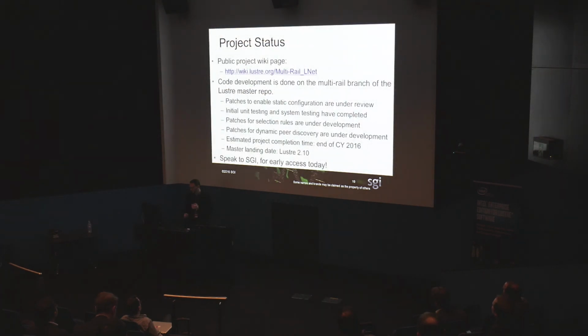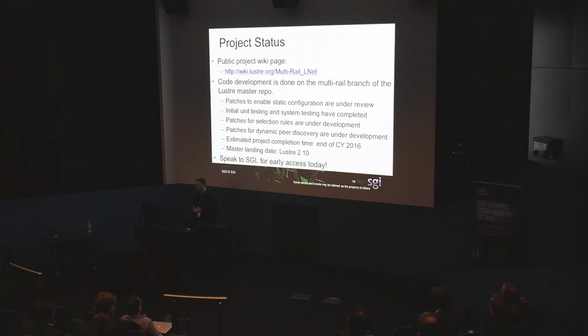So, project status update. Basically there's a link there for the multi-rail LNET project, so you can actually have a look at that and see how it is. The patches are there to enable static configuration, and they're under review in relation to landing into the Lustre community release. This slide is actually a little bit out of date because it has been flagged as landing in Lustre 2.10 in the community release.